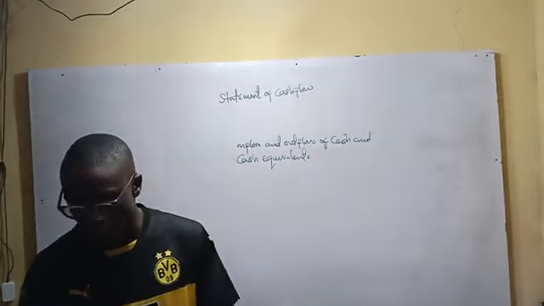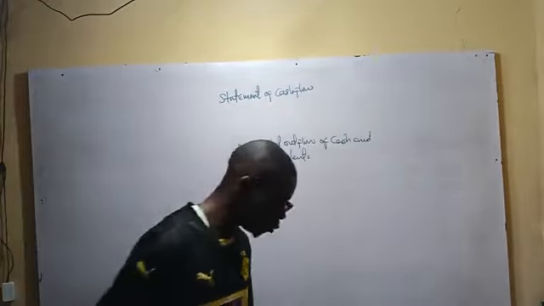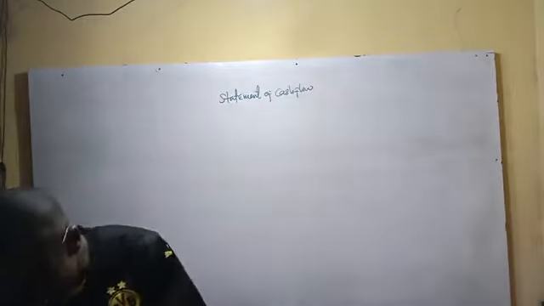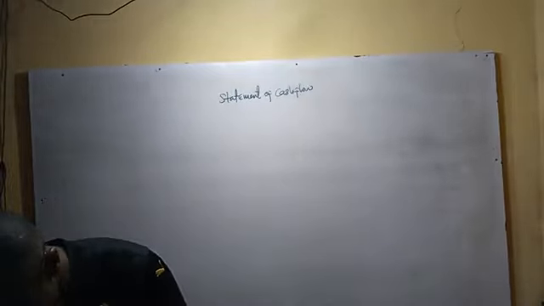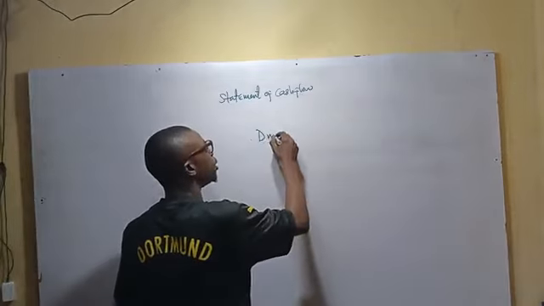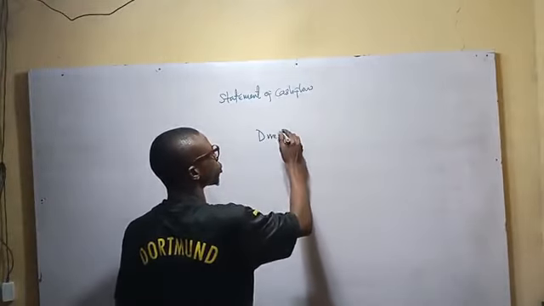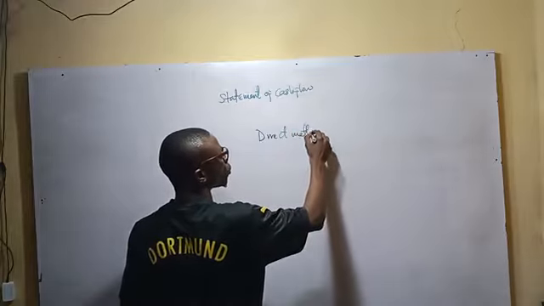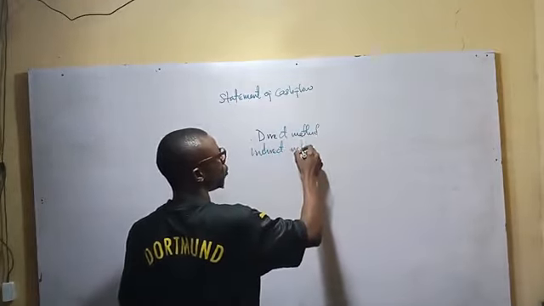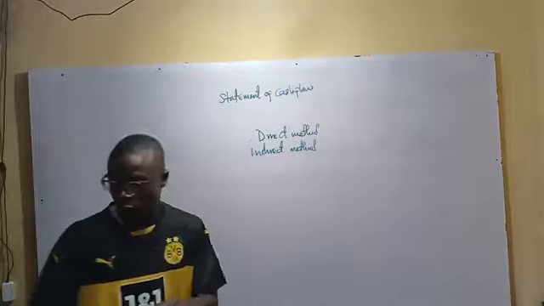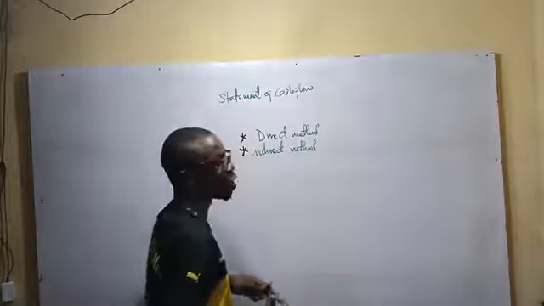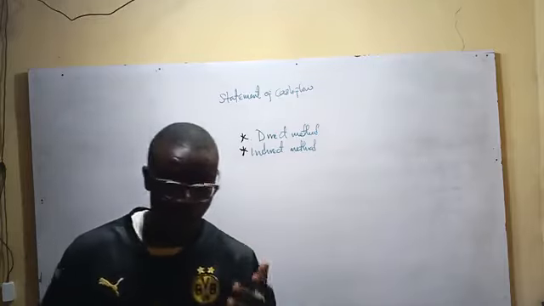Am I communicating now? So we have two methods of preparing cash flow. We have the method of calculating or preparing cash flow. We have what we call indirect and direct. Now we have direct and indirect method. These are the two methods of calculating or presenting cash flow.